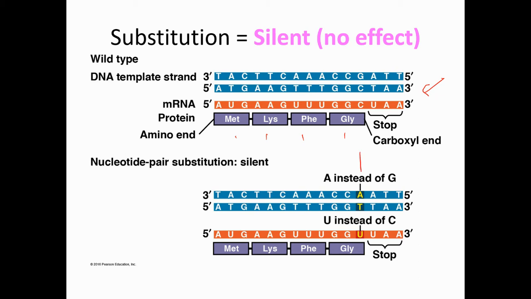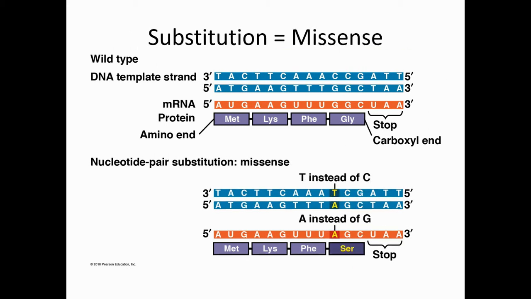Down here then, we see that that A is put in instead of the G. Okay, what does that mean? That means that A, when it gets transcribed, becomes a U. When it gets translated, we still have these same 4 amino acids. So that'd be a silent mutation. Nothing happens there. We still get the normal protein being made.